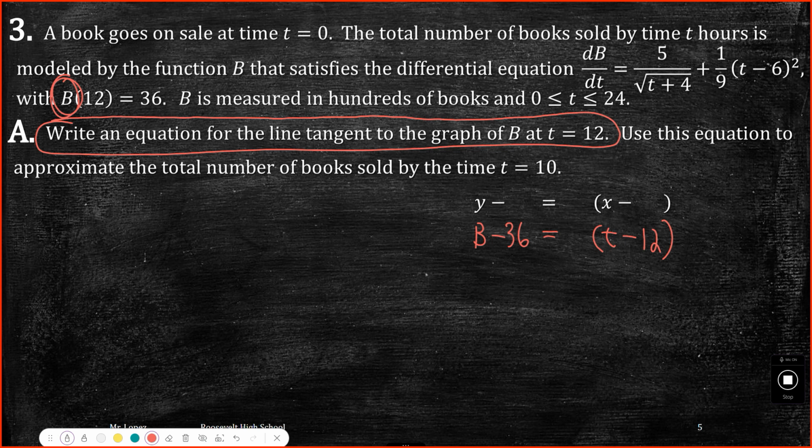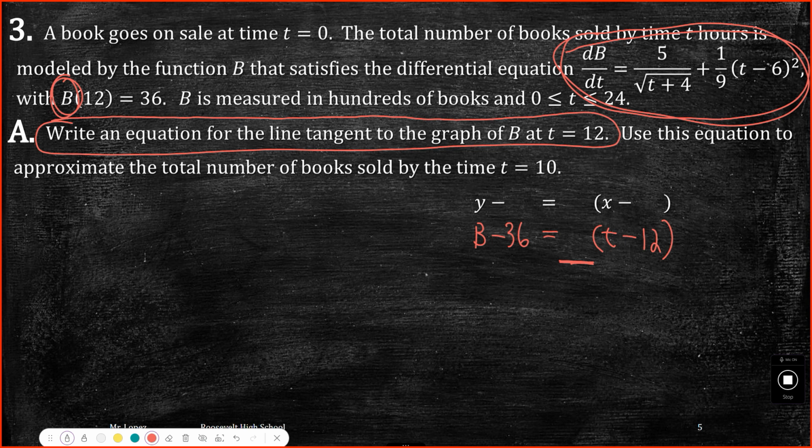How can we find this rate of change here, this m, the slope? Well, we were given the derivative equation here, so we can just plug it in, because that's the rate of change. That gives you the rate of change at every point on this curve. So we can plug it in for t equals 12, and that gives you the rate of change that you need.